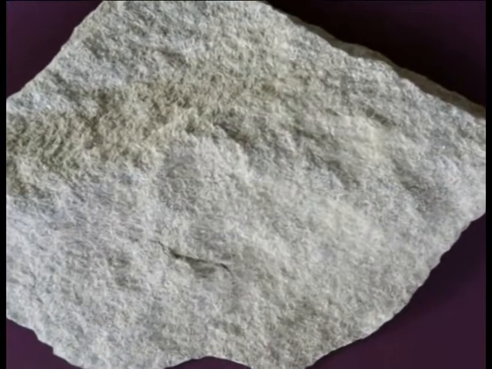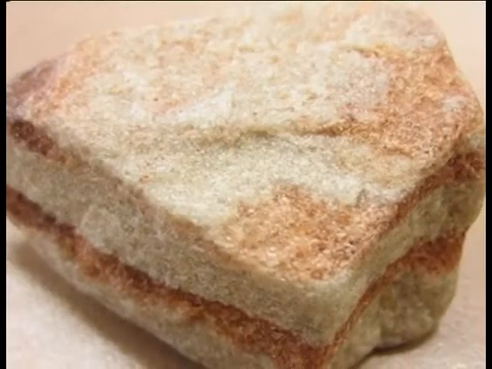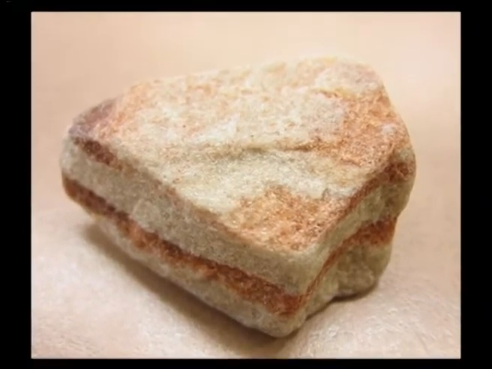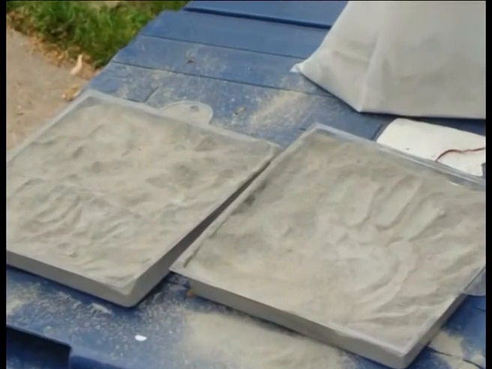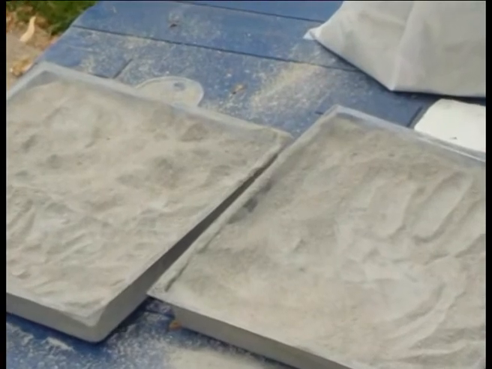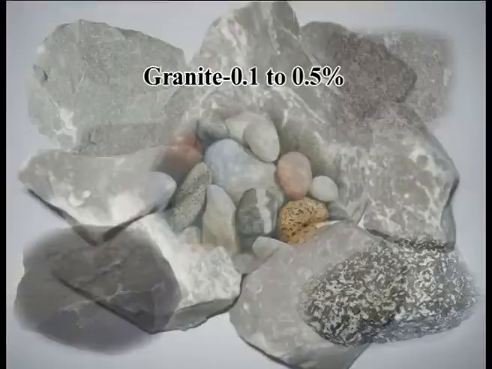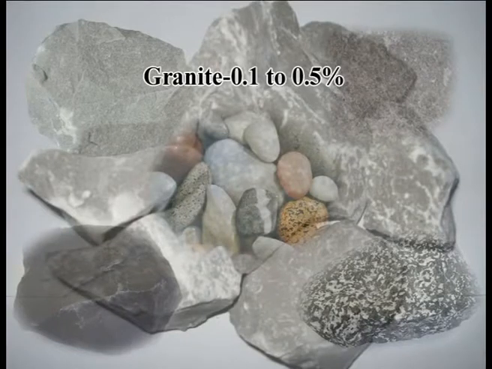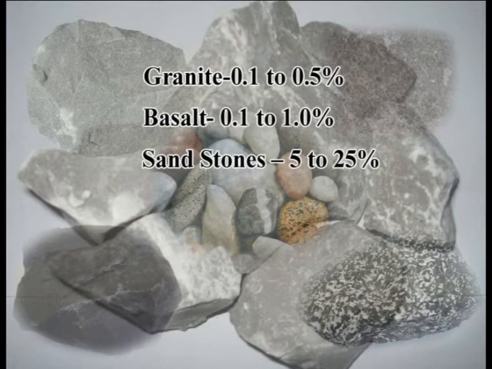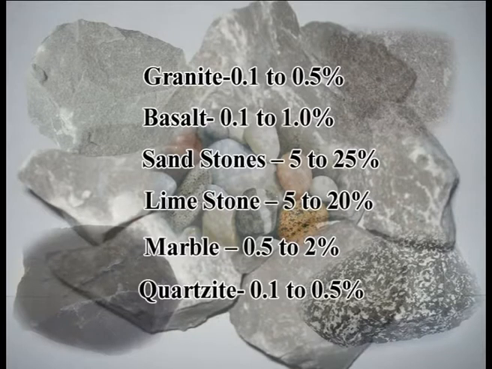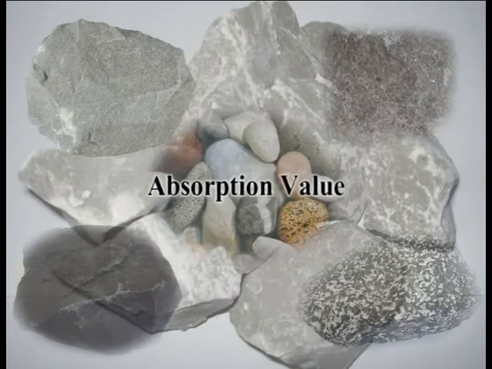The presence of interlocking crystals, angular grains of various sizes, and abundant cement materials are responsible for low porosity of stones. Porosity value for a few common building stones: granite is 0.1 to 0.5%, basalt is 0.1 to 1%, sandstone 5 to 25%, limestone 5 to 20%, marble 0.5 to 2%, quartzite 0.1 to 0.5%.